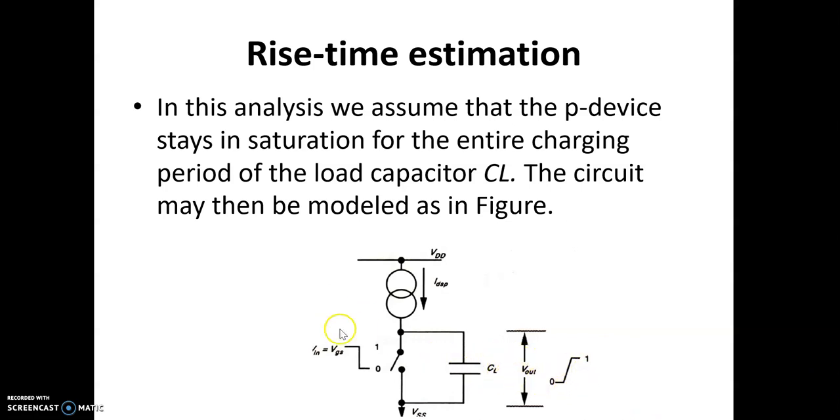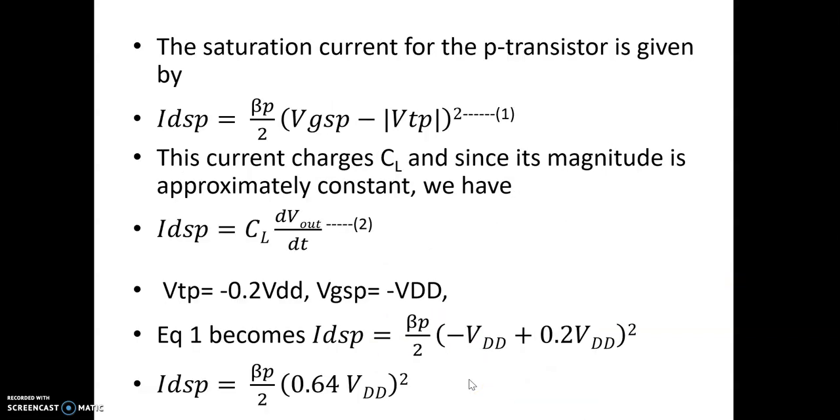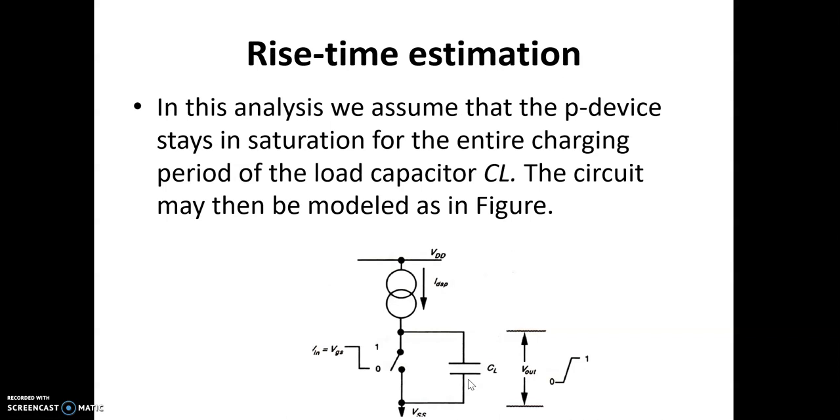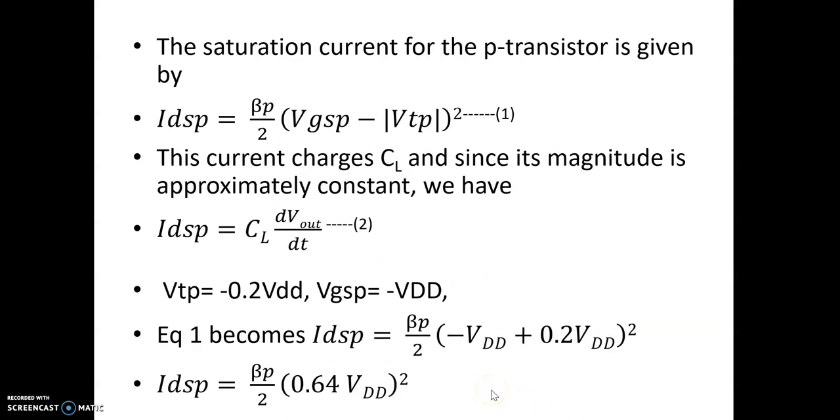Next, coming to the rise time estimation, the output voltage across a capacitor will rise. The output will rise when the input is 0. When the input is 0, the pull-up transistor is on. The pull-up transistor will allow current to flow through it, and it will charge the output capacitance CL. If it is a CMOS circuit, the pull-up network will be a P transistor. Assuming that the P transistor is in saturation, the current through the P transistor IDS is beta P by 2 (VGSP minus VTP) whole square.